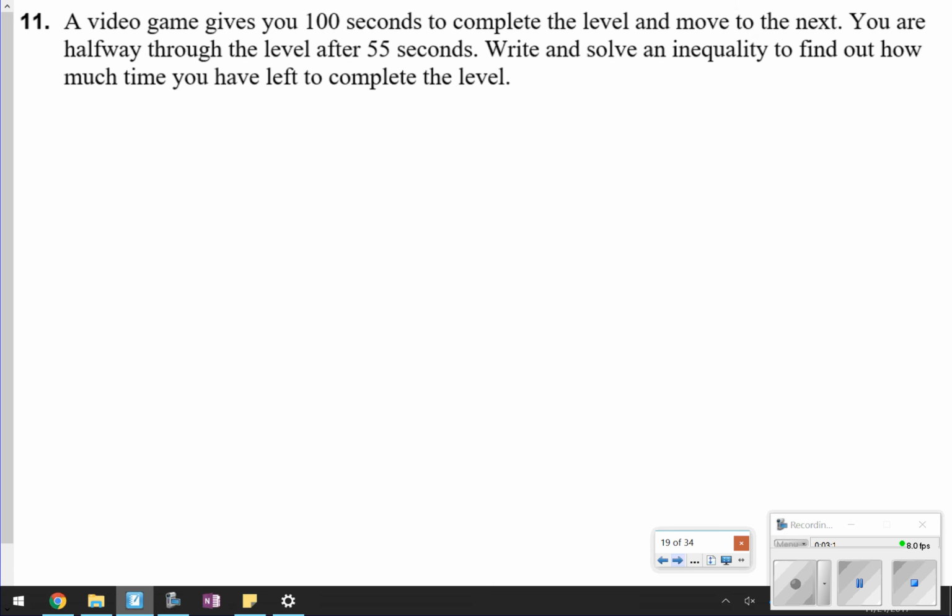11 says the video game gives you 100 seconds to complete the level. So that would be less than or equal to. You can spend 100 seconds or lower. You are halfway through the level after 55 seconds. So you've already spent 55 seconds. Write and solve an inequality to find out how much time you have left to complete the level.